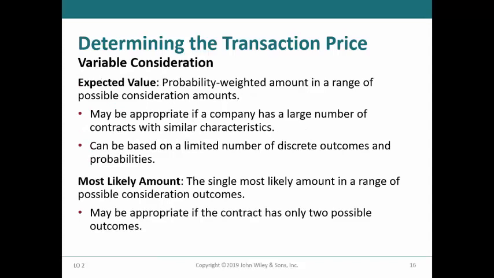The expected value is used when there is a range of possible outcomes. This approach might be appropriate for a company that has many contracts with similar terms, and the outcomes can be based on a limited number of discrete outcomes and probabilities. The second approach is an either-or decision that is used when there are only two possible outcomes. In this case, the outcome with the most likely probability would be appropriate. We will look at an example of these methods next.